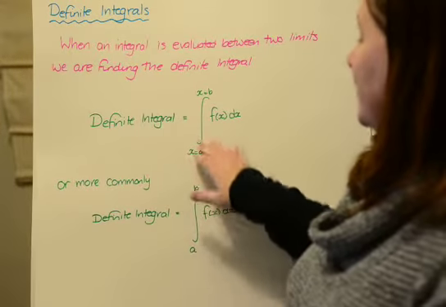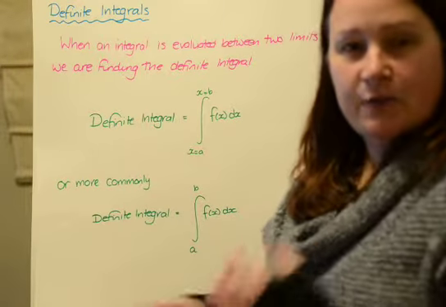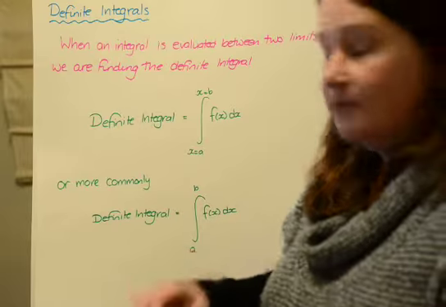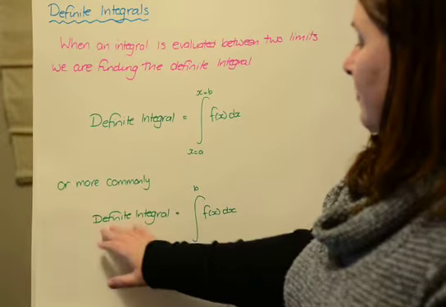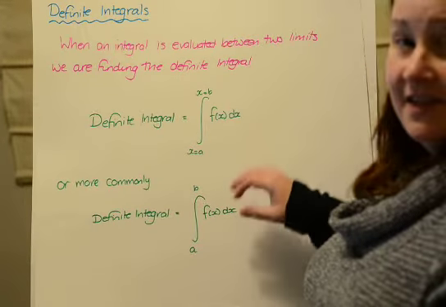Okay, usually we don't bother writing x equals a, x equals b as the limits, because it makes the work all cluttered and fussy. So we just normally write the definite integral as the integral between a and b of f of x dx.